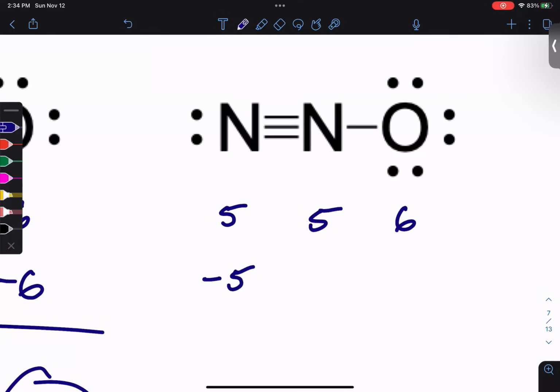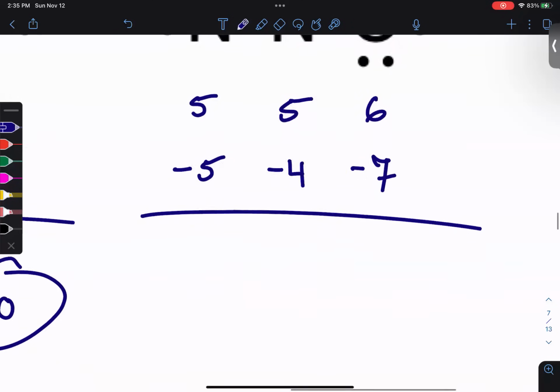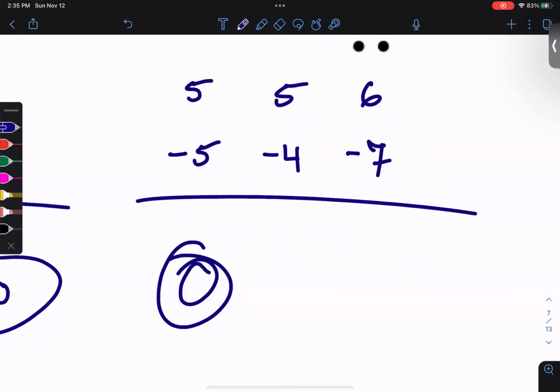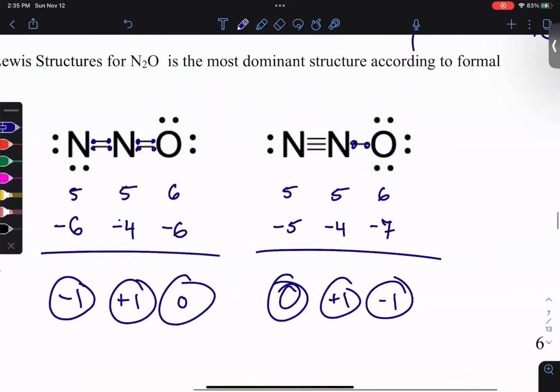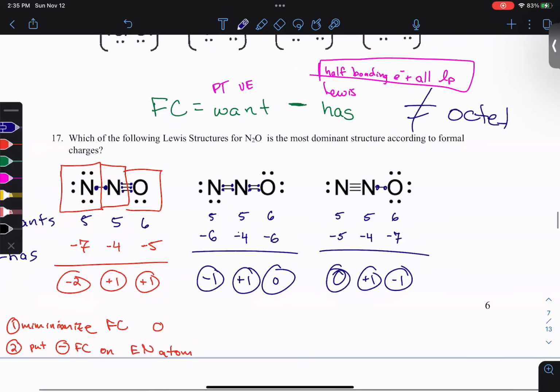-5. The middle one has 4, so -4, and then that last oxygen is 4? 7, yes, 1 electron from the bond, 6 from the lone pairs. And so if you add those lines up, we get 0, +1, and -1. Okay, so which Lewis structure can we just eliminate right off the bat?